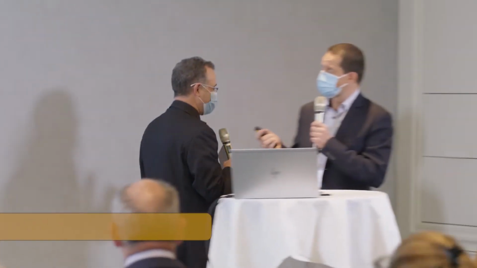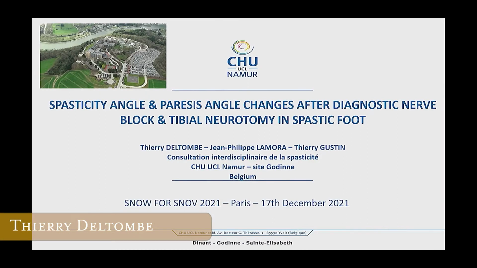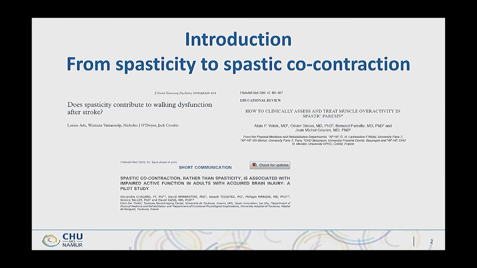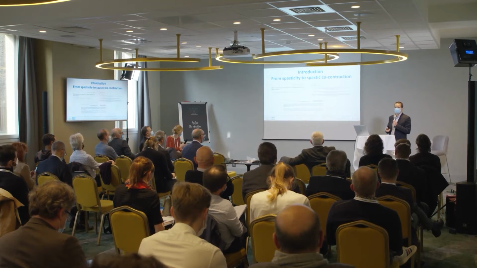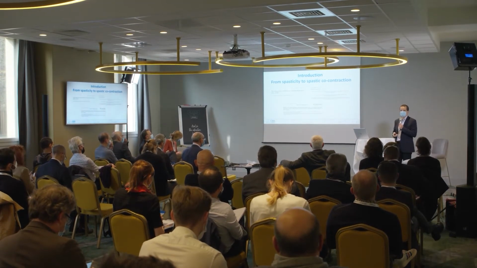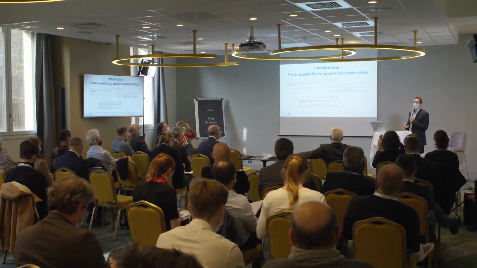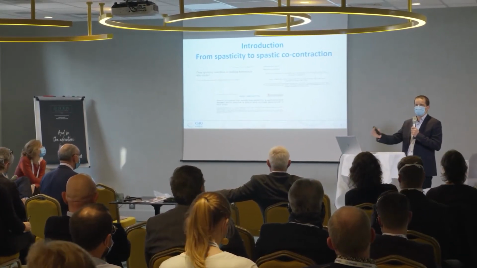So the aim of this retrospective study was to assess the effect of nerve block and most of all of neurotomy on spastic co-contraction. For a long time we know that spasticity is not the only spastic muscle overactive type, and we more and more have a look at spastic co-contraction. I would like to highlight the work that has been done in Toulouse with Philippe Marc's team about spastic co-contraction, because we know now that spastic co-contraction is much more related to limitation in function than spasticity in itself.